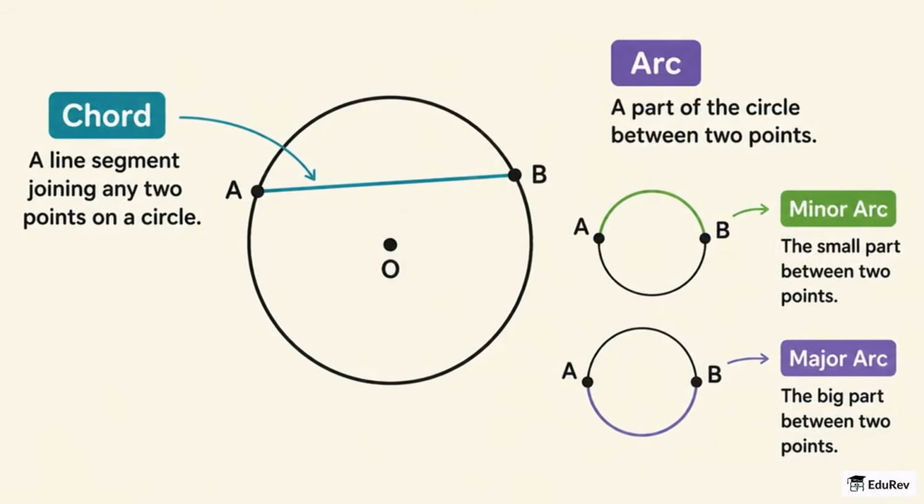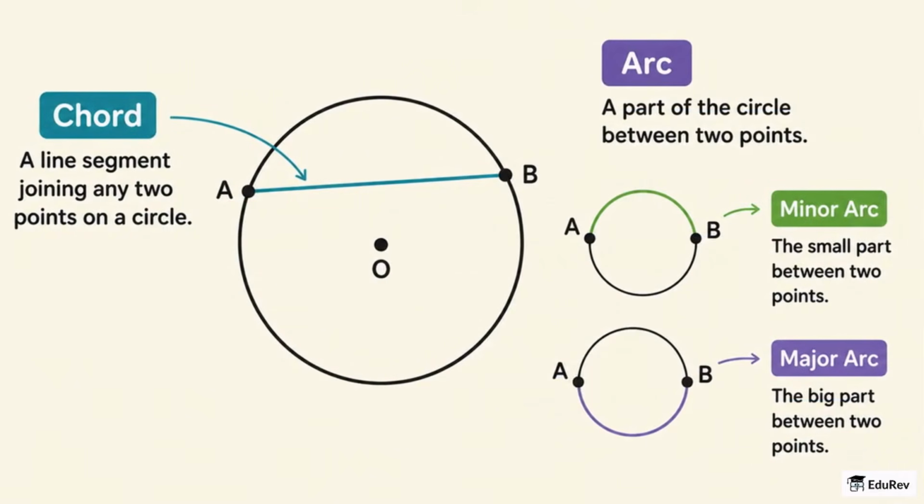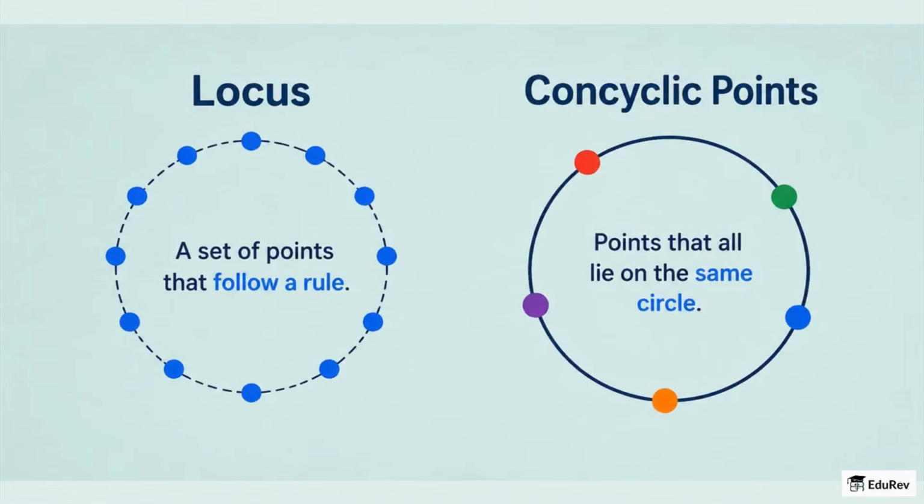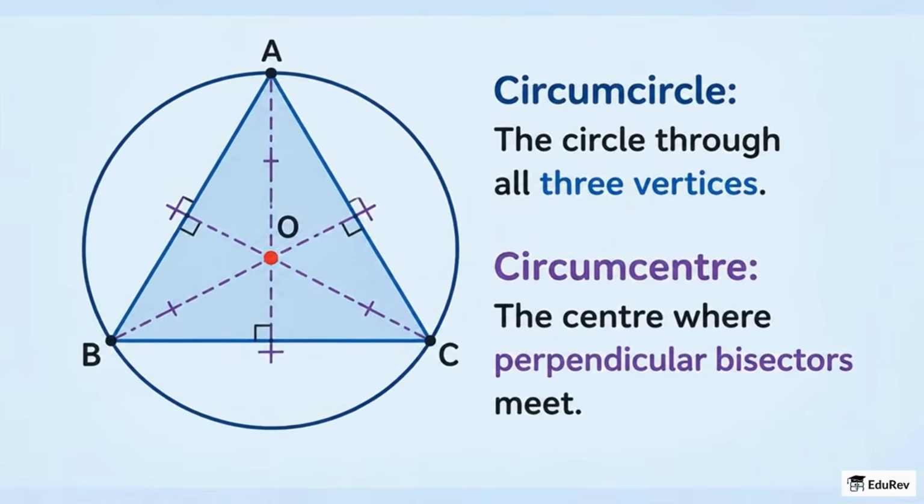A chord joins any 2 points on the circle, and an arc is a part of the circle between 2 points. A minor arc is the small part, and a major arc is the big part. Locus is a set of points that follow a rule, and concyclic points are points that all lie on the same circle. A circumcircle is the unique circle through the 3 vertices of a triangle, and its center is the circumcenter, found where perpendicular bisectors of the triangle meet.